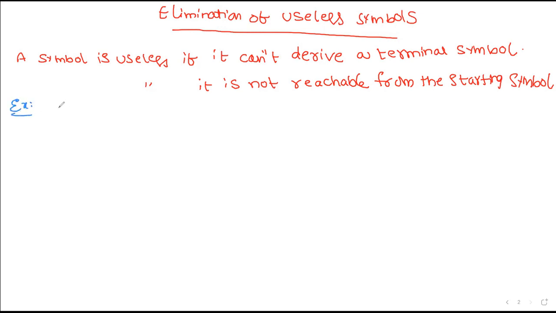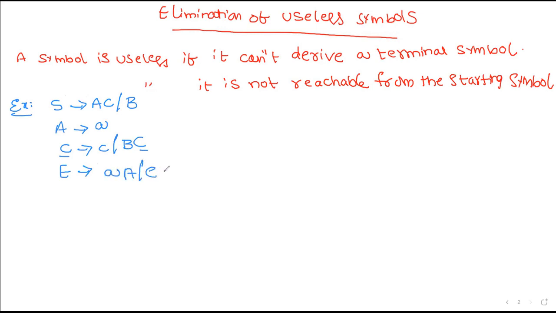Suppose this is an example grammar. S tends to AC | B, A tends to small a, C tends to small c | BC, and E tends to AA | small e. This is the given grammar. In this grammar, you have to eliminate the useless symbols. First, I will explain the direct procedure, and then I will explain the procedure of how to eliminate useless symbols.